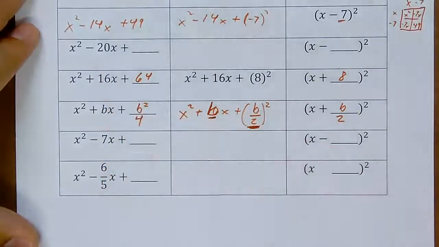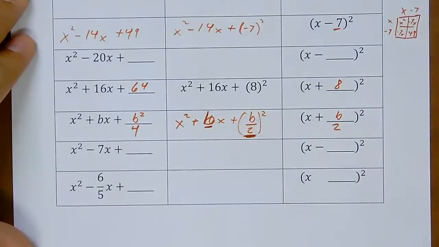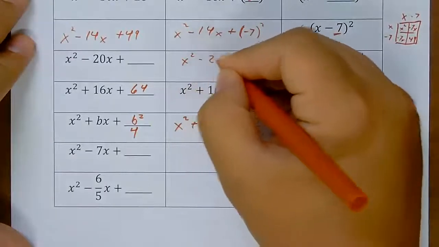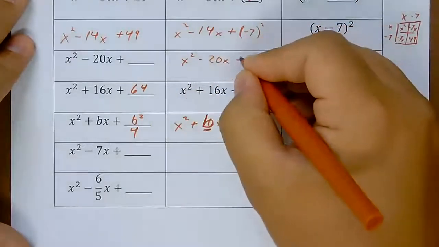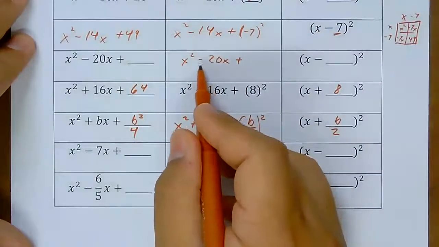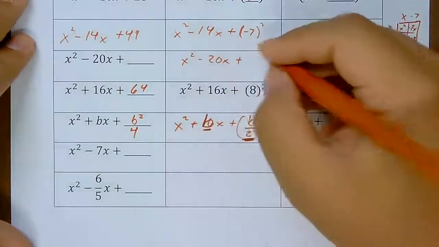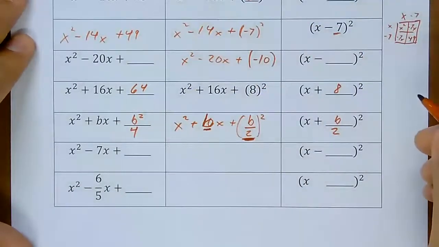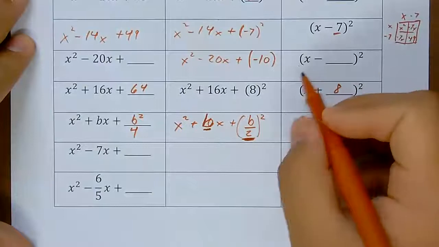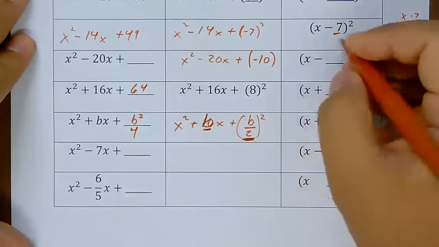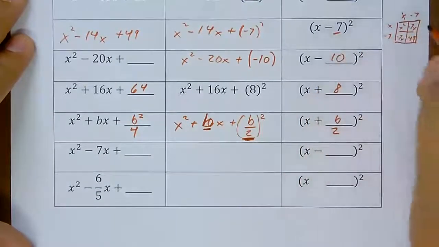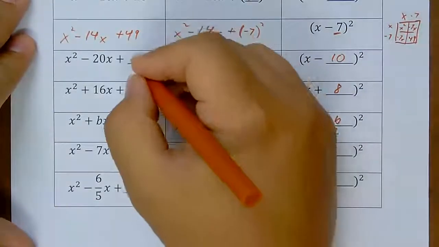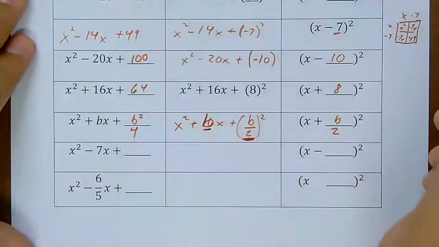Let's take a look now back at our x squared minus 20x plus blank. This is still going to be x squared minus 20x plus, all right, what is half of -20? Well, that's going to be -10. And so that's why we have x minus 10 quantity squared. This is negative, so it has to be minus. And finally, fill out that trinomial with 100.